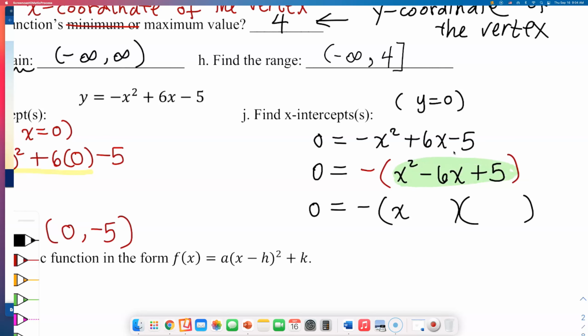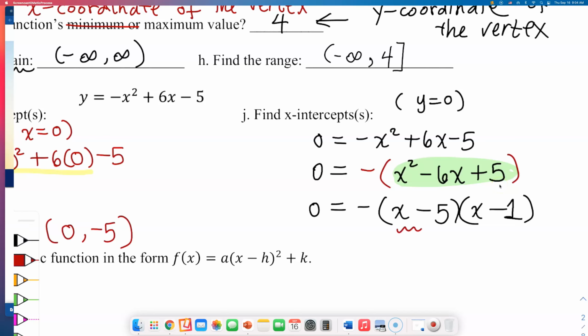What times what is 5? 5 times 1 is 5, right? But if I make both of them negative, not only will negative 5 times negative 1 multiply to be positive 5, but I can add negative 5 plus negative 1 to get that minus 6. So this is how we factor this green highlighted trinomial.